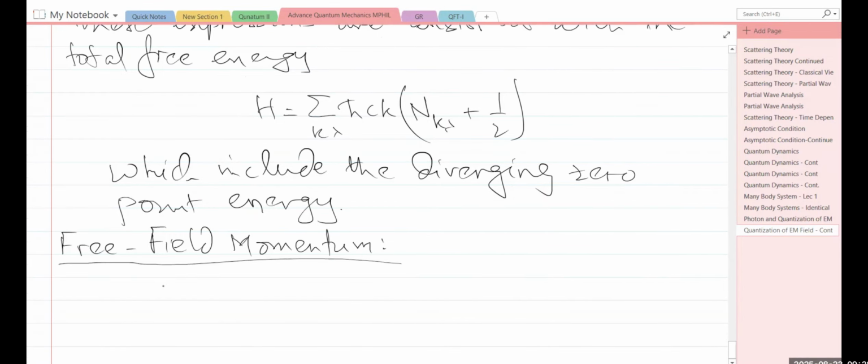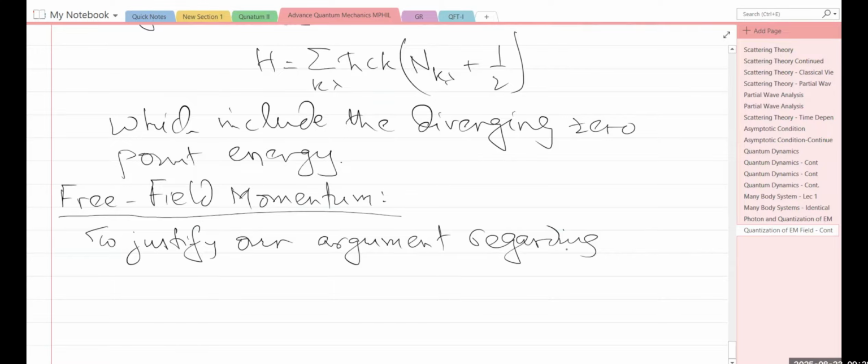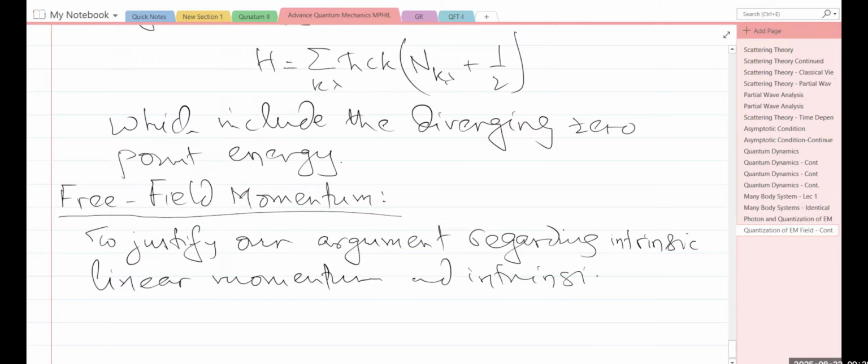And why? To justify our argument regarding intrinsic linear momentum and intrinsic angular momentum. ये दो points हमें verify करनी.